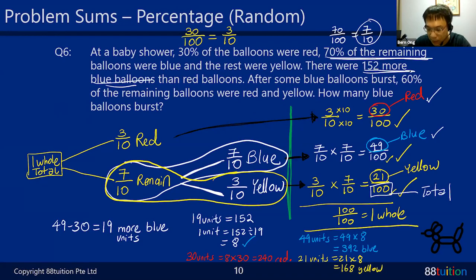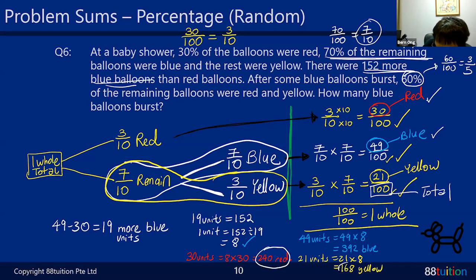Okay, so 60% means what? Down here, 60%, I purposely change it to 60 over 100. So 60 over 100 becomes 6 over 10, becomes 3 over 5. So the question says that 3/5 of the remaining balloons are red and yellow. So red and yellow means what? Red is 240, yellow is 168, right? That represents the 3.